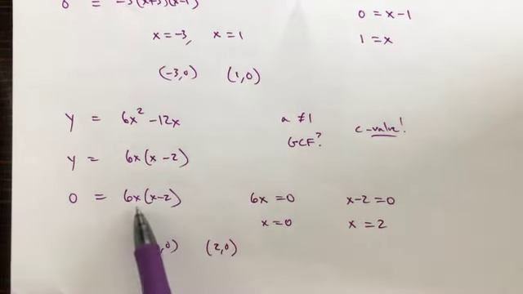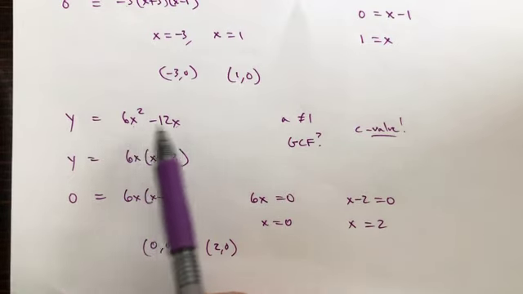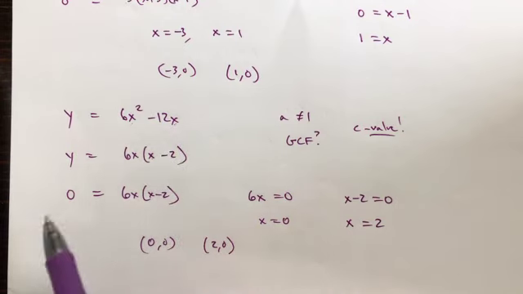Now hopefully at this point we can start to see the pattern of, oh, if everything has an x, then certainly if I plug in 0, I'm going to get out 0. So I should already expect that 0, 0, and that 2, 0.